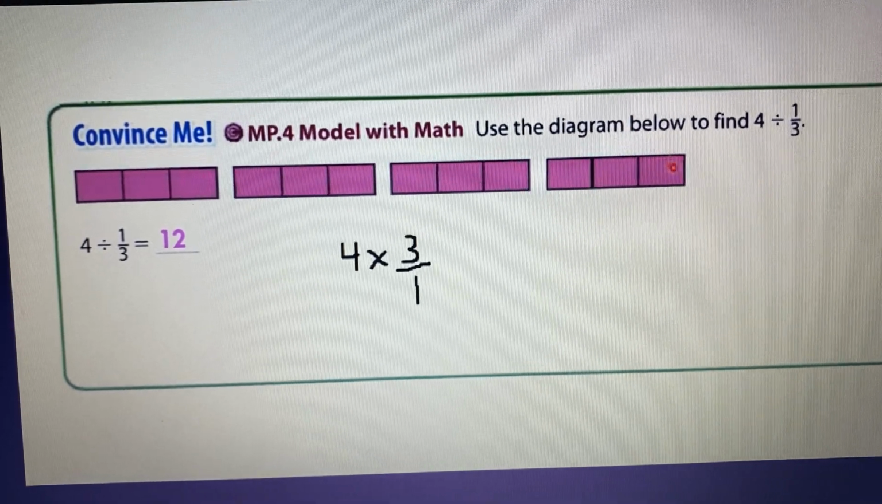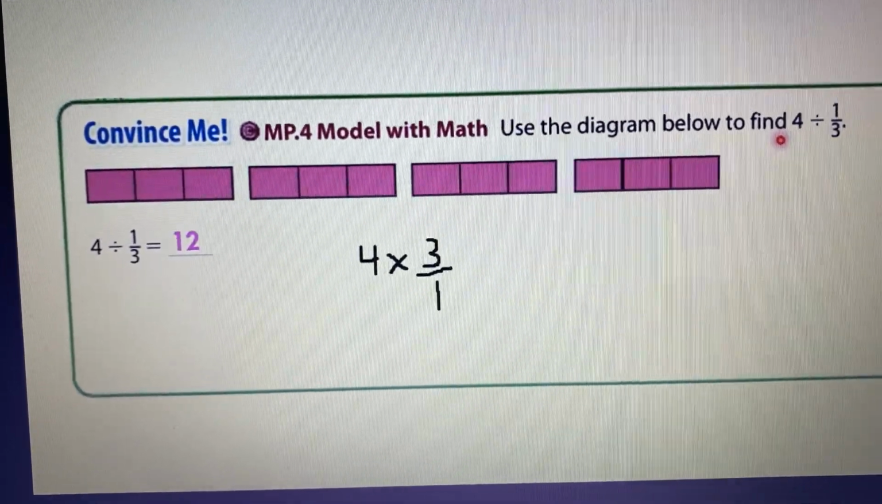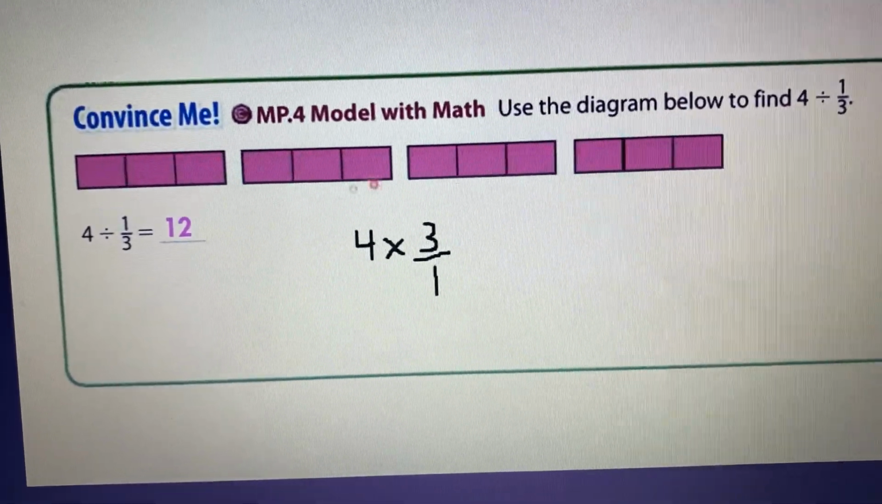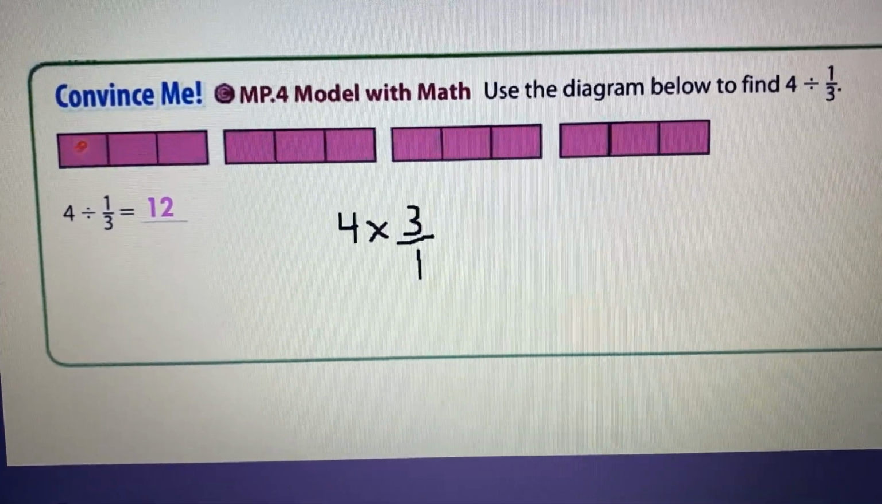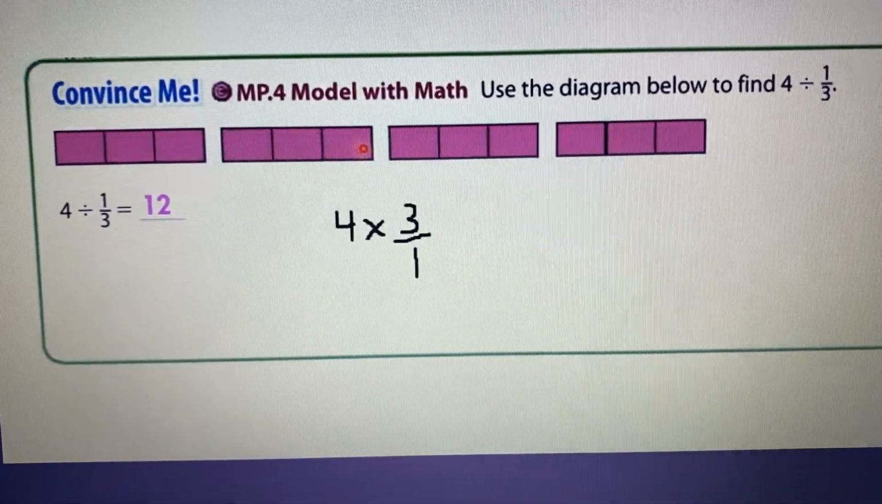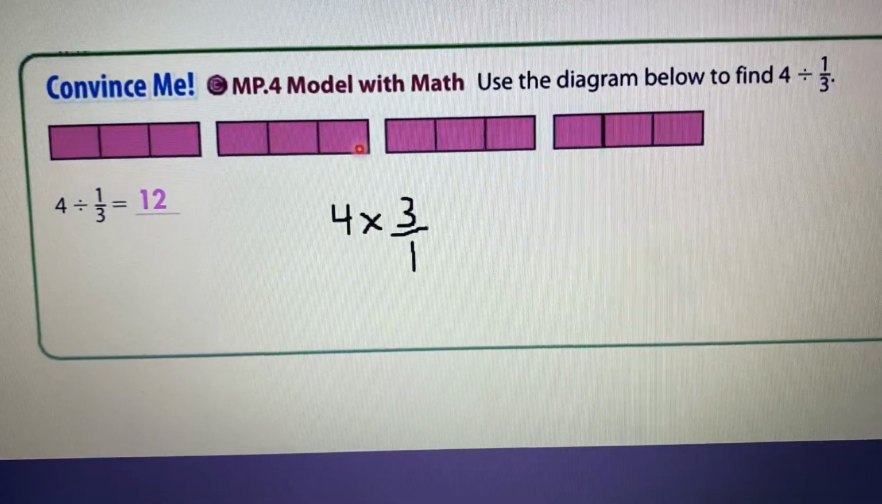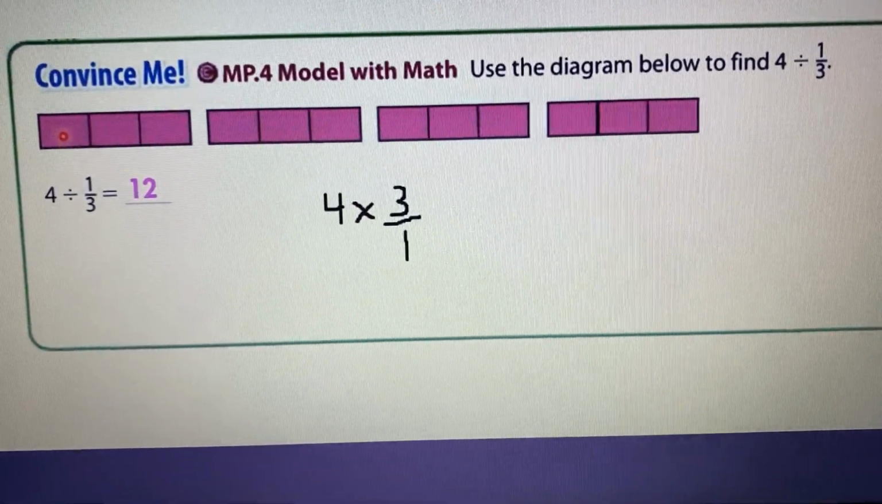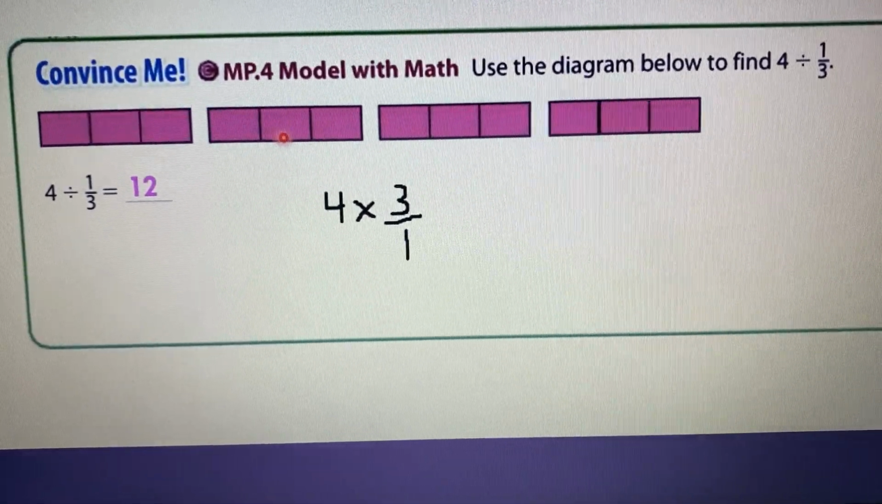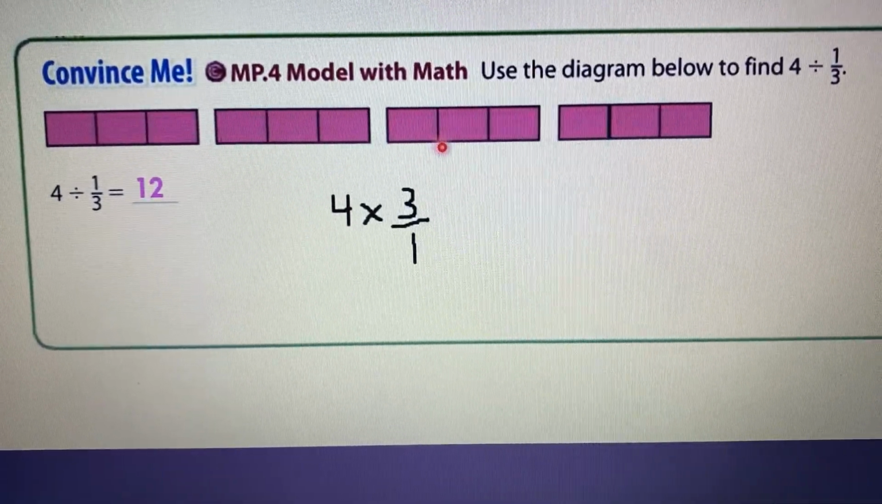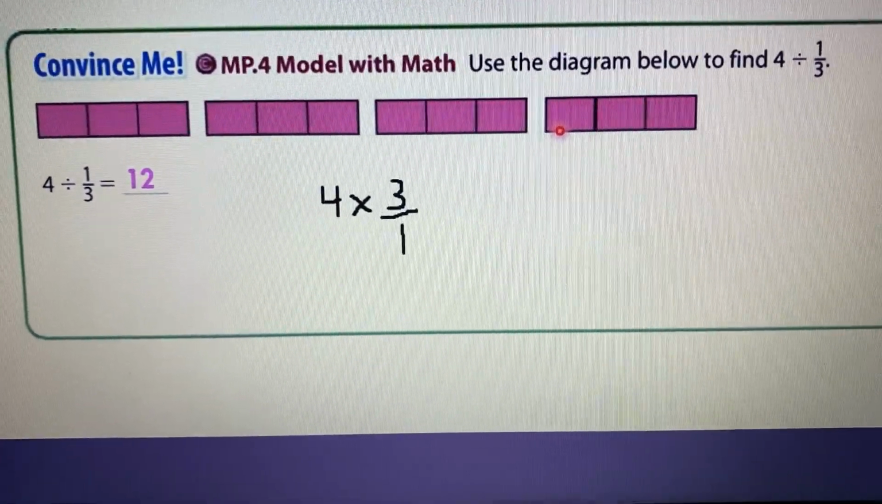Use the diagram below to find 4 divided by 1/3. Now you can use the diagram, just count how many rectangles you have, or how many parts you have, like here 3 and 3, 6 and 3, 9 and 3, 12. Okay, so the answer is 12.